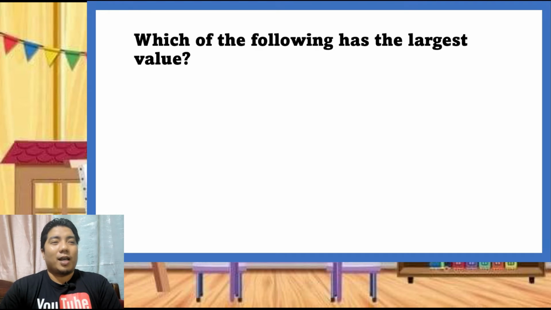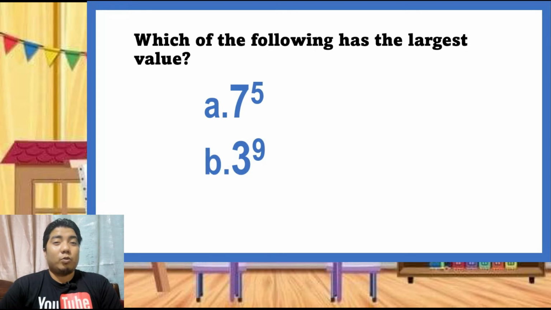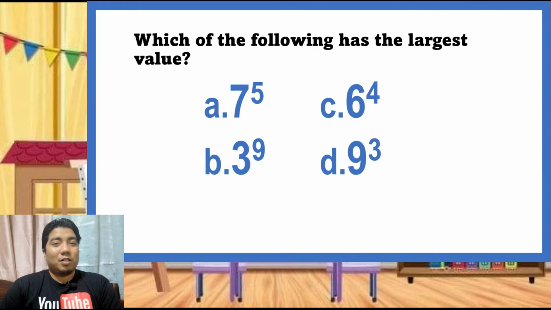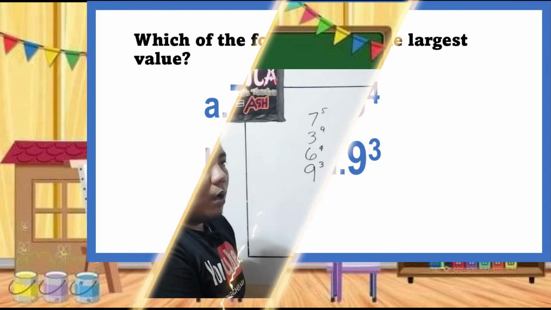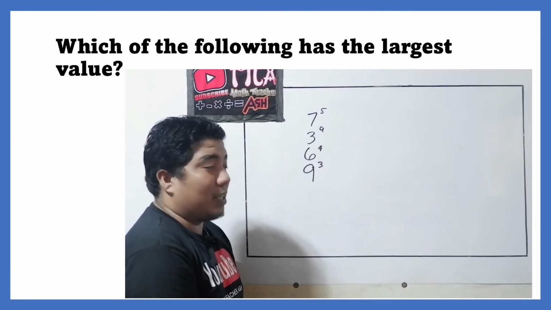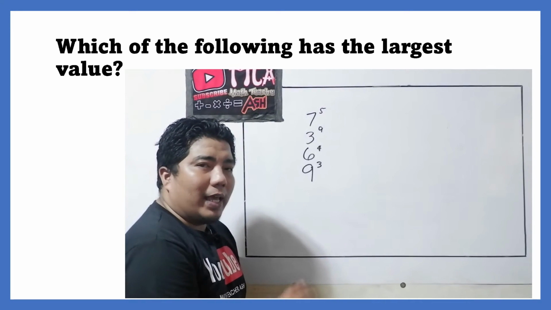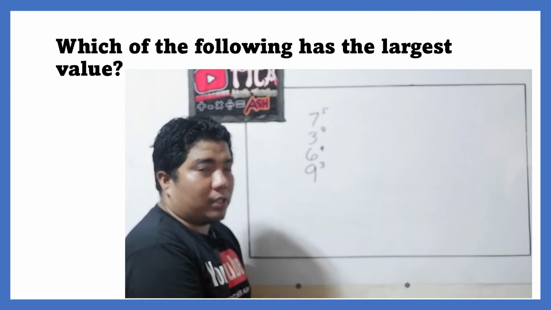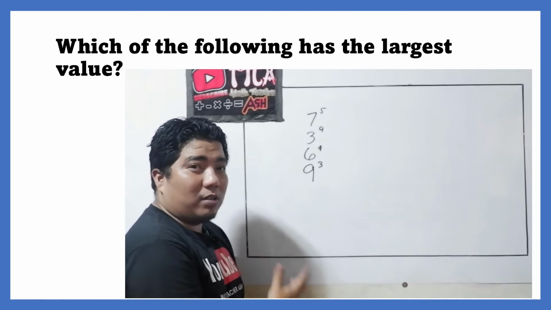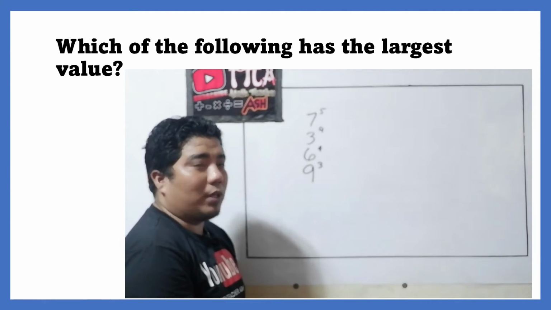Which of the following has the largest value? Is it A, 7 to the 5th power, B, 3 to the 9th power, C, 6 to the 4th power, or letter D, 9 to the 3rd power, or 9 cubed? Okay, math learners, for this problem, we have 4 different choices and they have exponents. This is a concept of the law of exponents, and we need to look for the greatest in value among these 4 choices. So how do we know that one?